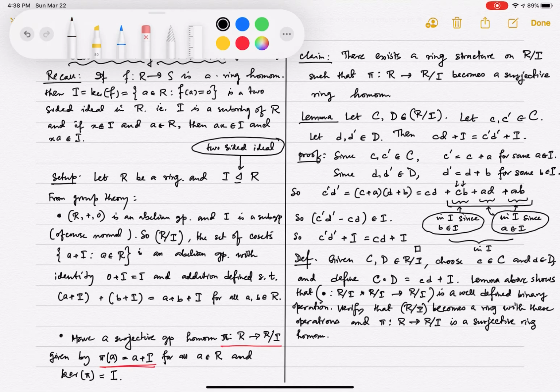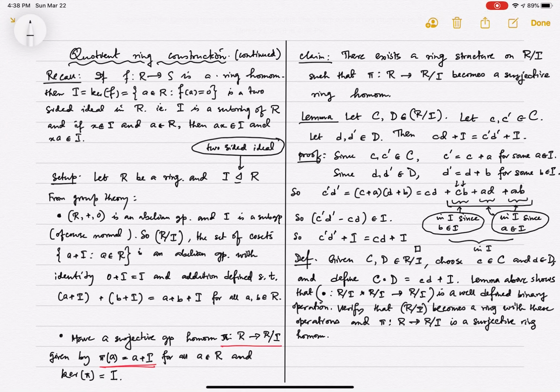And so what that means is that, i.e., a plus I times b plus I is indeed ab plus I for all a, b in R.